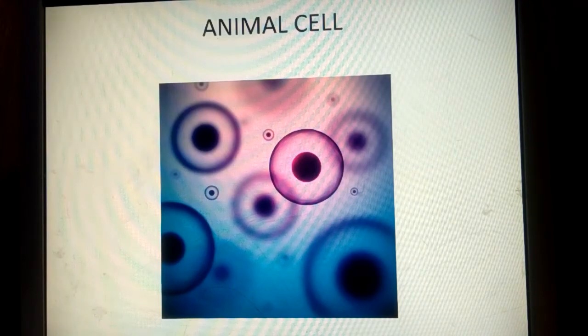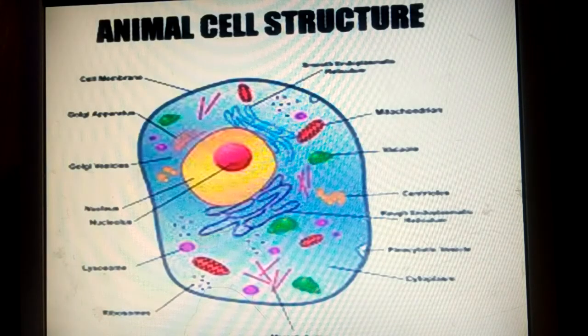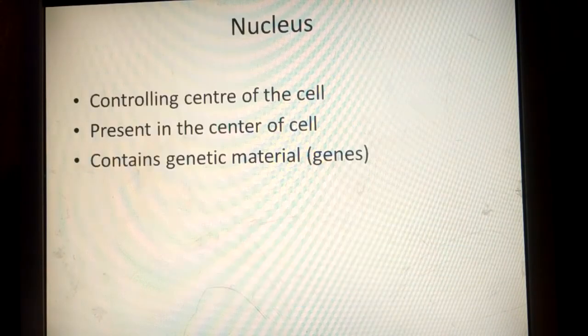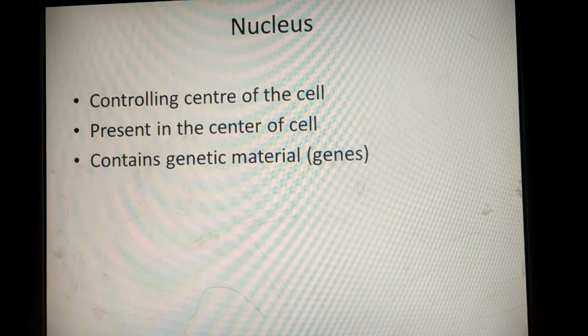Now we will particularly study the structure of the animal cell. As you are all clear now, cells are the basic unit of life. So we will have a look at the structure of the animal cell. Now in detail, the very important part of the cell, which is the nucleus. The nucleus is the controlling center of the cell, and it is present in the center of the animal cell.